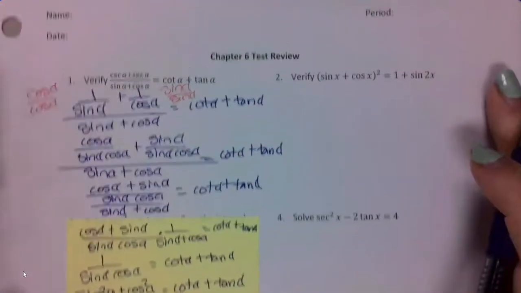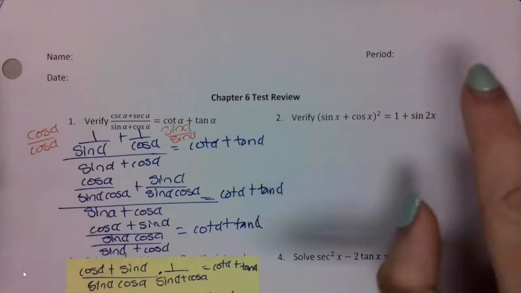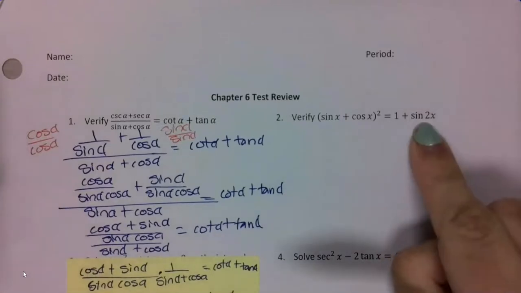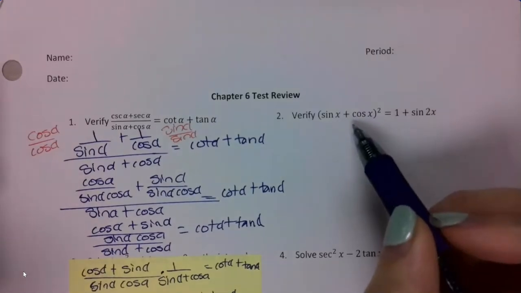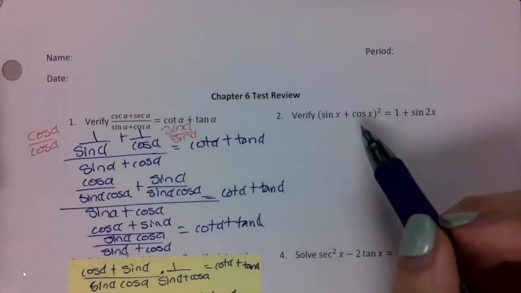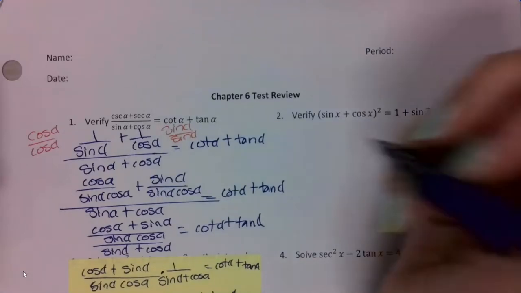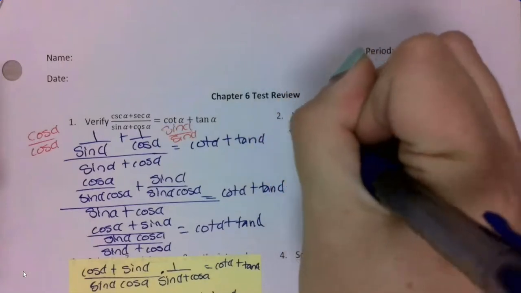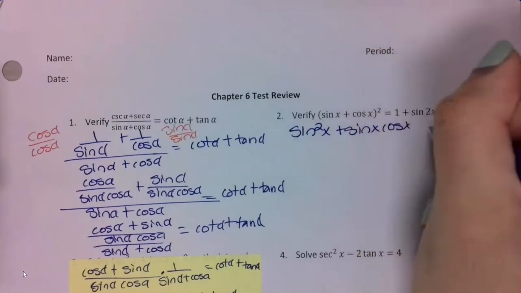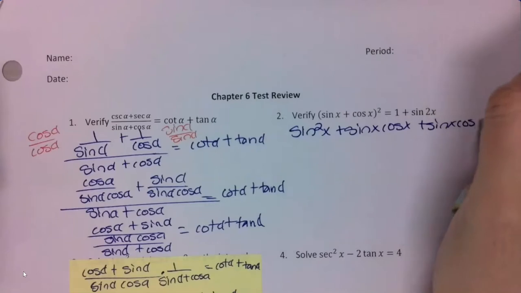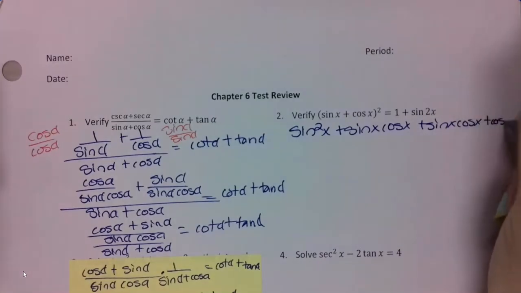Okay. So number 2, again, verifying my identity. This one, I have a 2x, which is a double angle. I always want to try and get rid of my double angles, but on this one, I'm actually going to work with the side that's squared, because if I actually multiply that out, it's going to make it more complicated. So multiplying that out is going to give me sine squared plus sine times cosine plus sine times cosine plus cosine squared. And this should equal 1 plus sine of 2x.